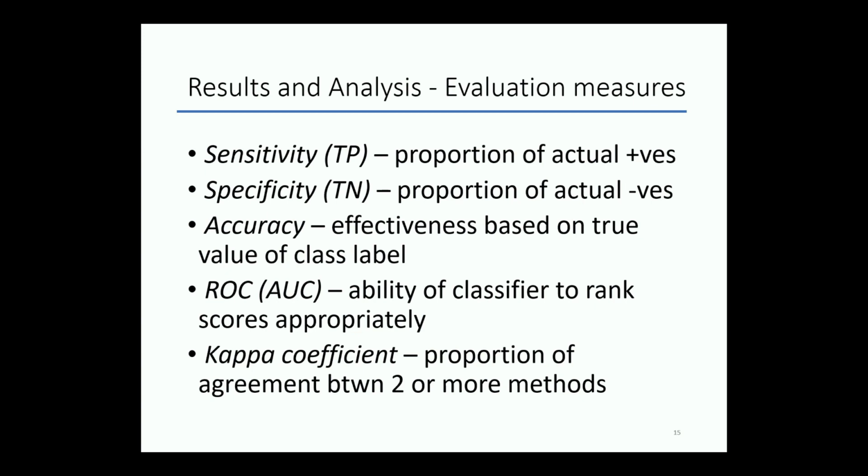And then the kappa coefficient assesses the proportion of agreement between two or more methods for categorical items, while the ROC or AUC will determine the ability of a classifier to rank scores appropriately. That is the proportion of sensitivity and specificity.